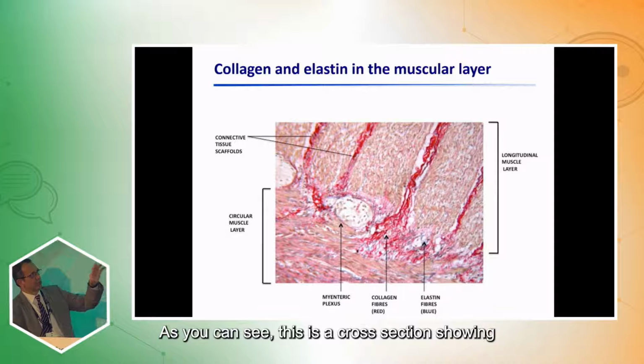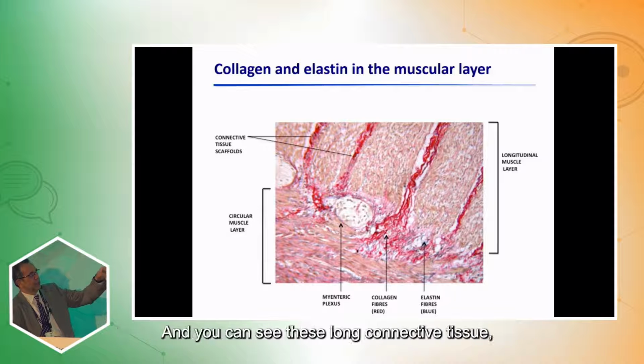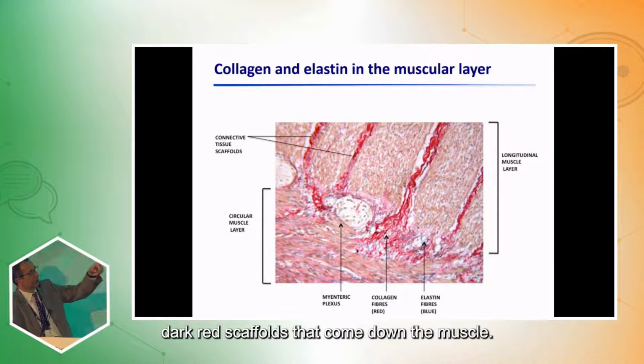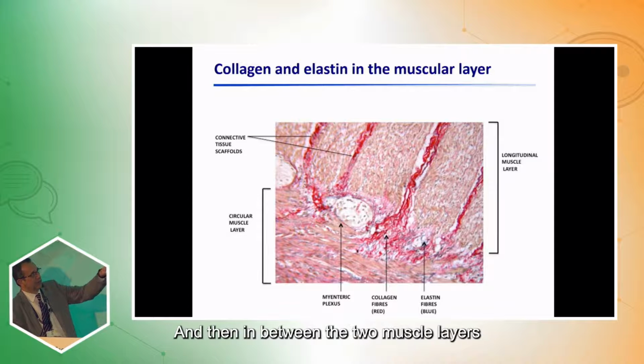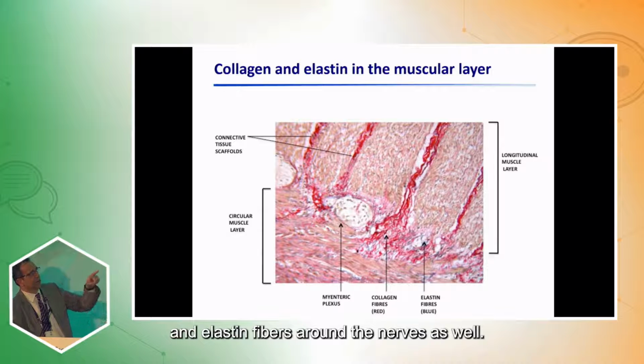As you can see, this is a cross-section showing the outer longitudinal muscle and the inner circular muscle. And you can see these long connective tissue, darkish red scaffolds that come down the muscle. And then in between the two muscle layers are the nerves, the myenteric plexus. And you can see quite a lot of collagen fibers and elastin fibers around the nerves as well.